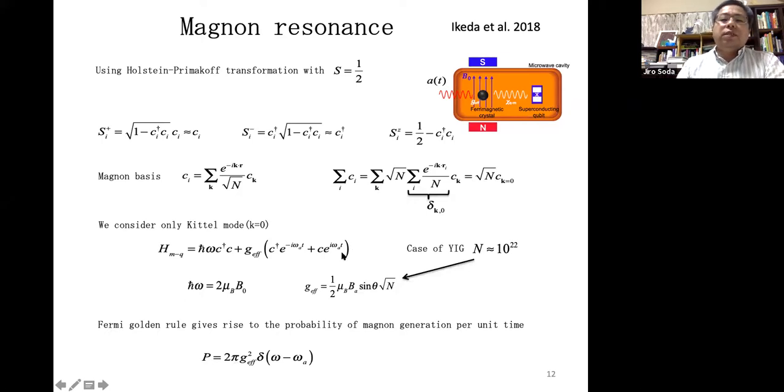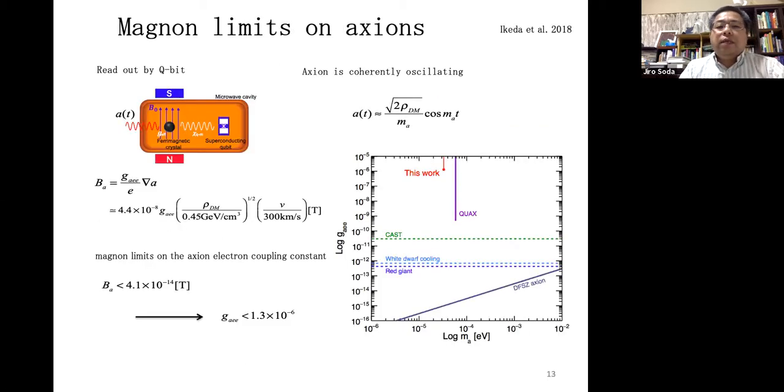Because of this time-dependent interaction part, we get some oscillation of this state. Its transition probability is given by this formula. So anyway, we understand that the oscillating axion field can excite the magnon.